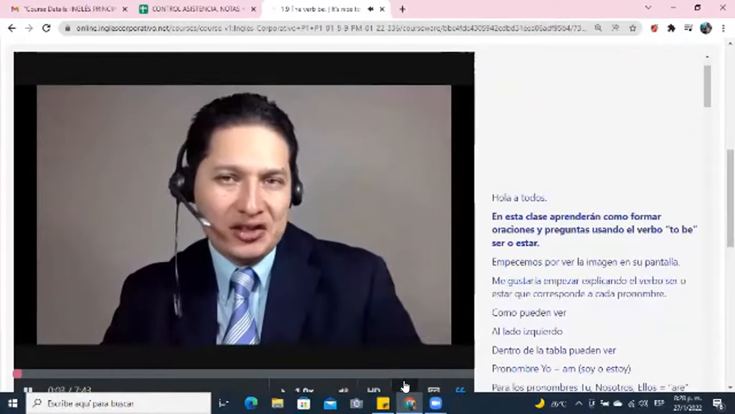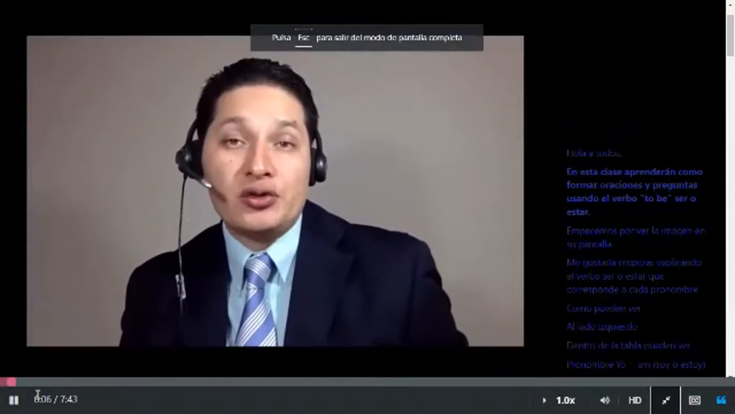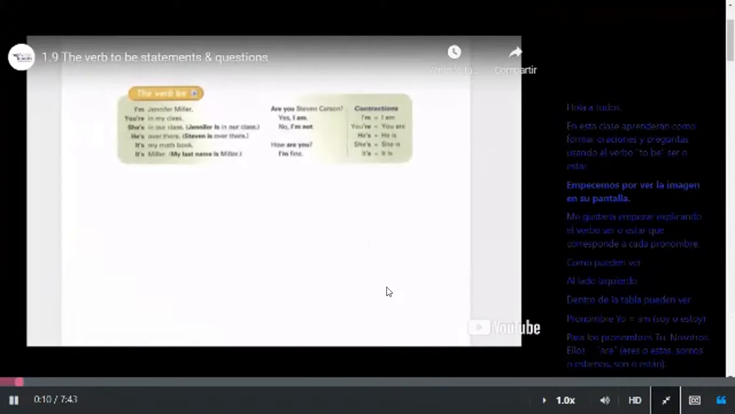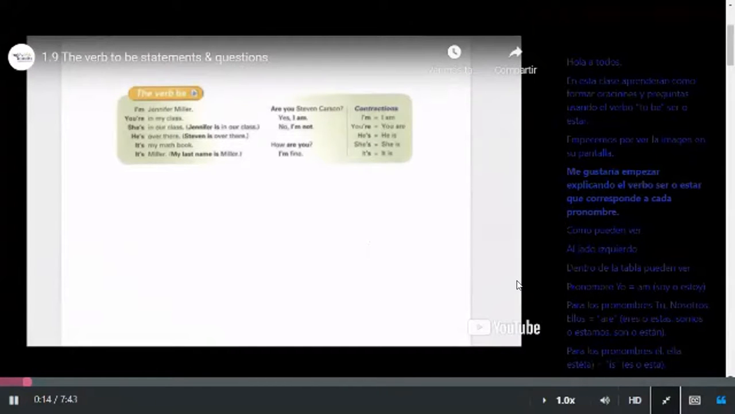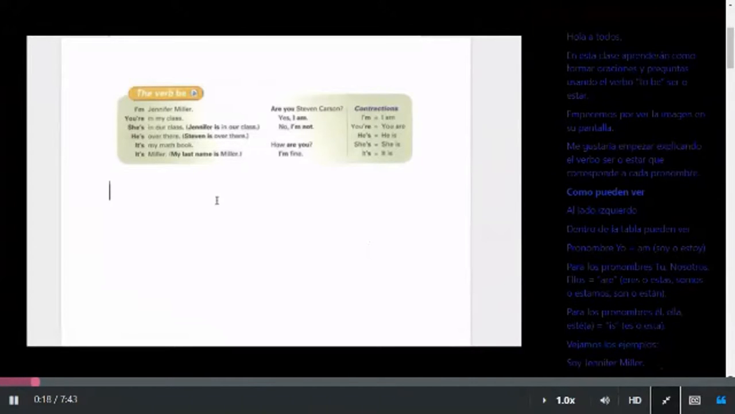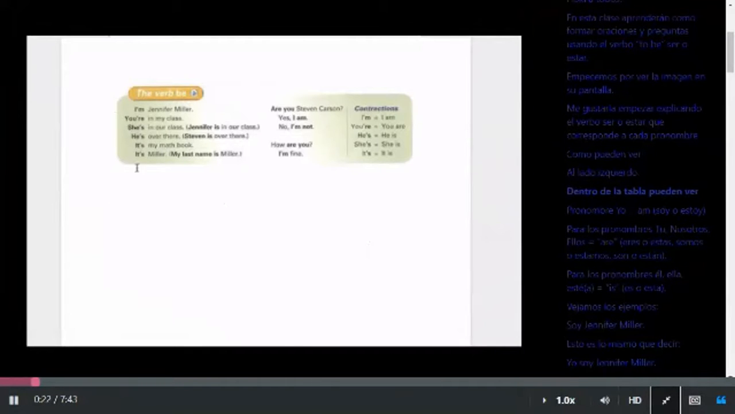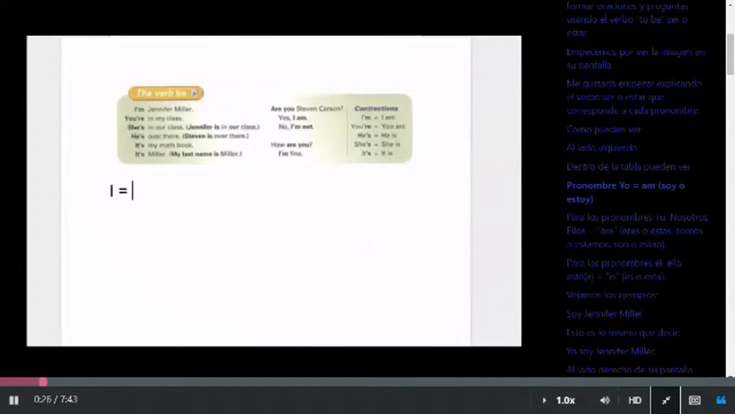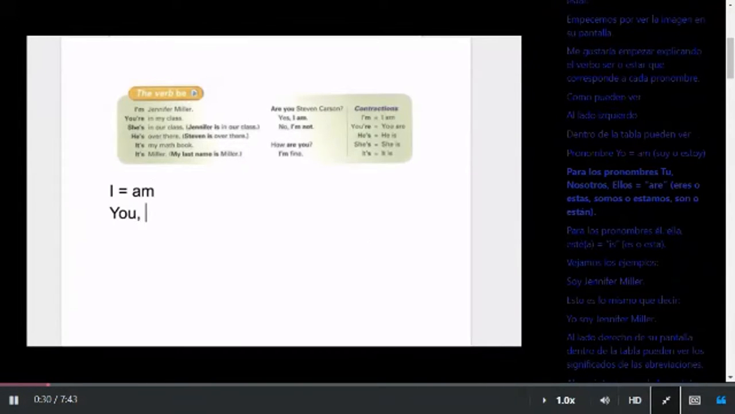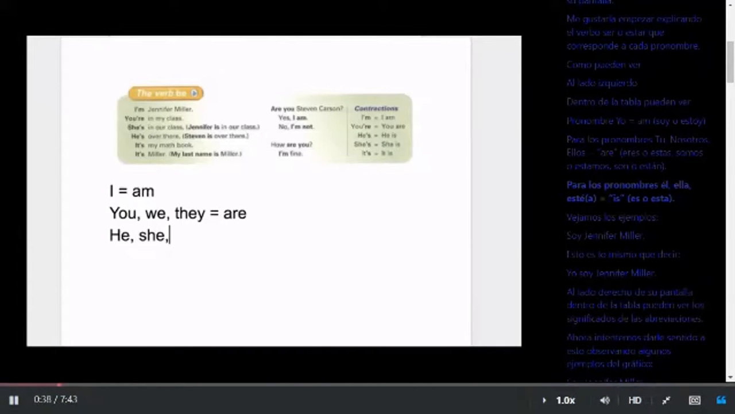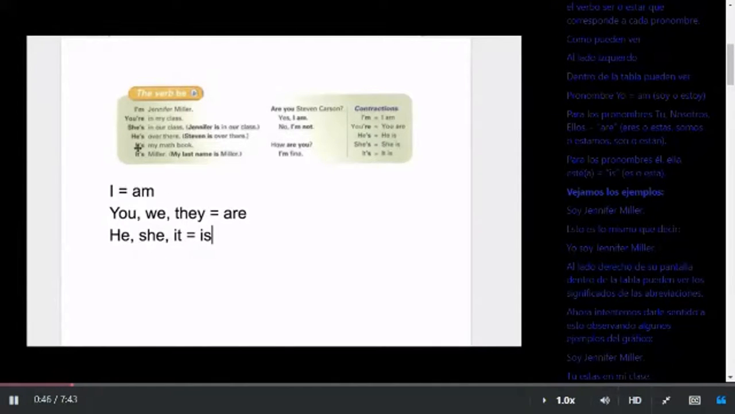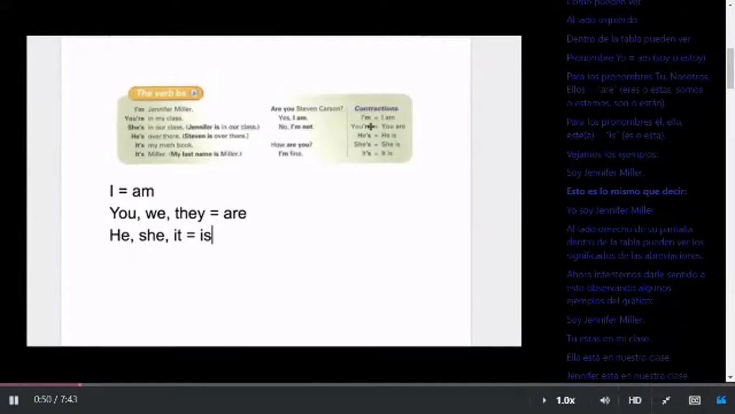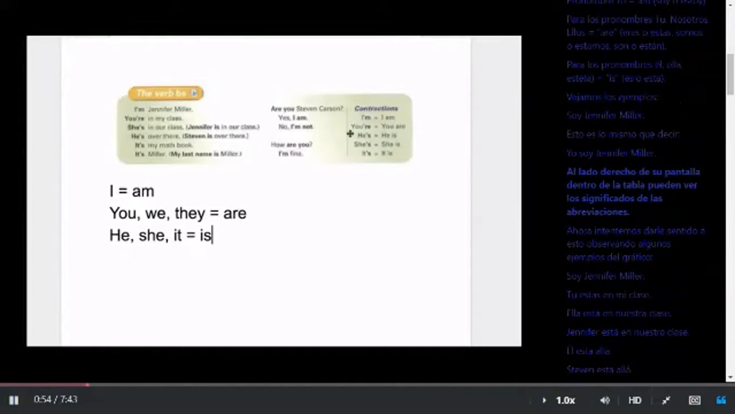Hi, everyone. In this class, you'll learn how to form statements and questions using the verb to be. Let's get started by looking at the image on your screen. I would like to start by explaining the verb to be with a response to each pronoun. As you can see, towards the left hand side of the chart, you can see the pronoun I equals I'm. Pronoun you, you're going to use are. And for the pronouns he, she, and it, then we're going to use is. So, if we look at the examples, I'm Jennifer Miller. This is the same thing as saying, I am Jennifer Miller. You can see the meaning of those contractions towards the right-hand side of the screen.